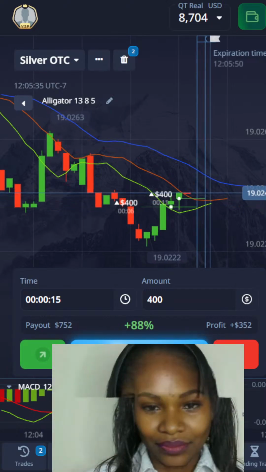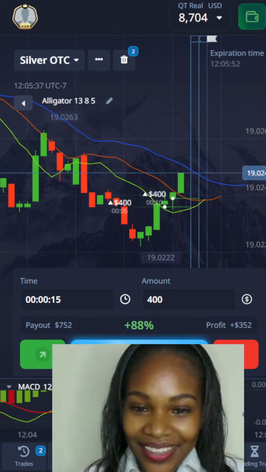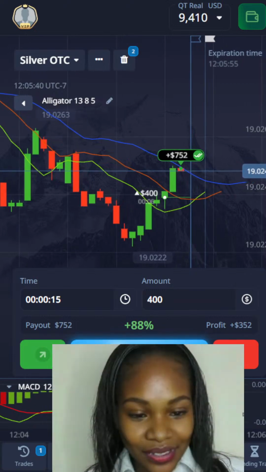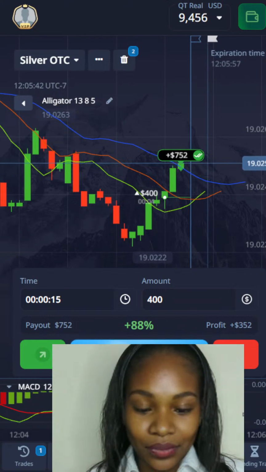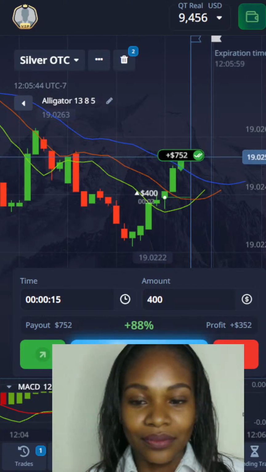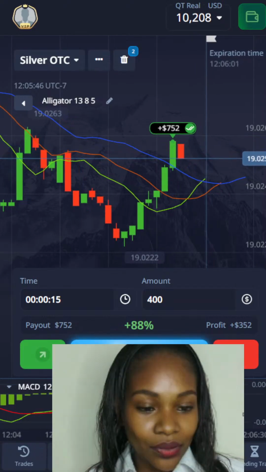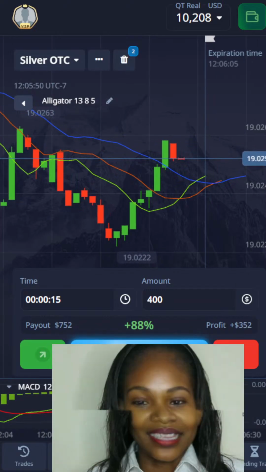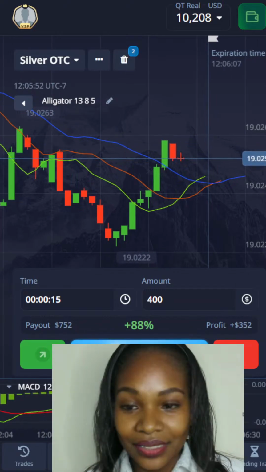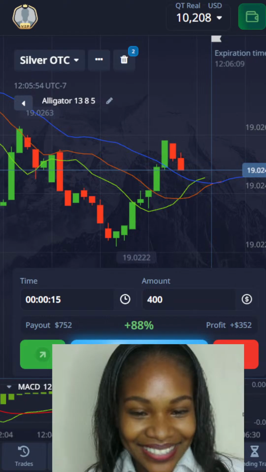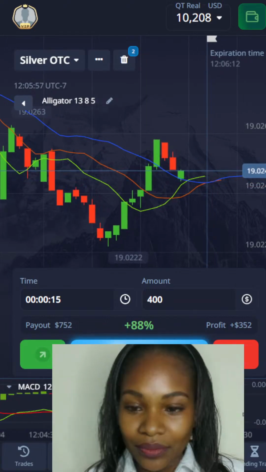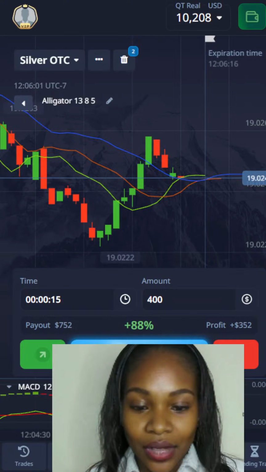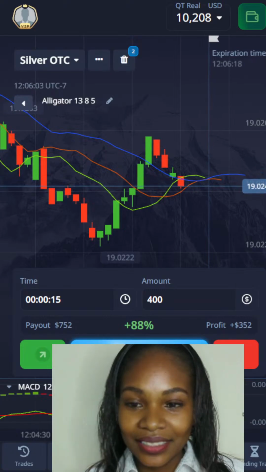All right. So today, first of all, this is a Pocket Option platform. I'm trading on the Pocket Option platform, and I am trading binary options. Not forgetting that, all right? Not forgetting that I'm trading binary options. So as you can see over here, Silver OTC, that is the chart that we are looking at.